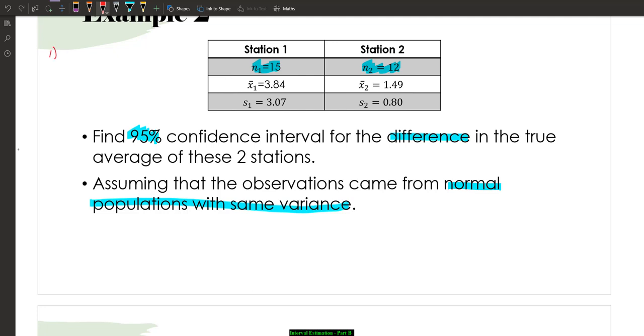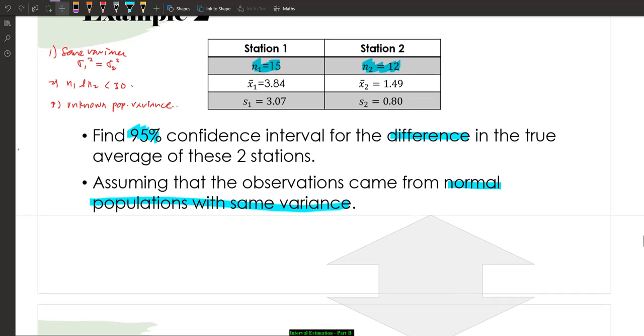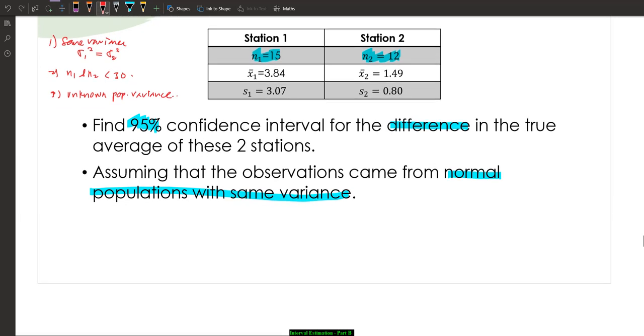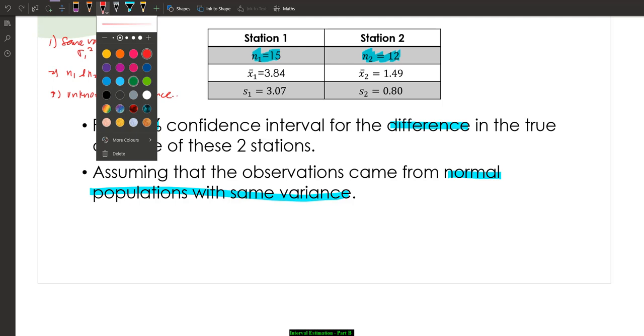Assume that the observations came from a normal population with the same variance. Look at the conditions. We have the same variance, meaning population variance number 1 equals population variance number 2. Condition number 2, N1 and N2 are less than 30. And condition number 3, we don't know the value of the population variance.